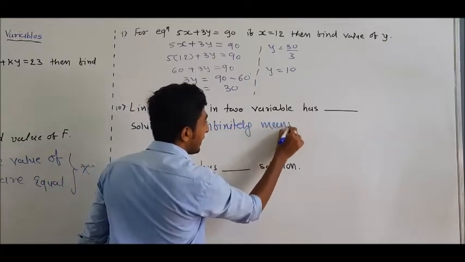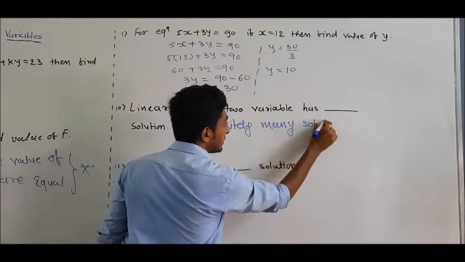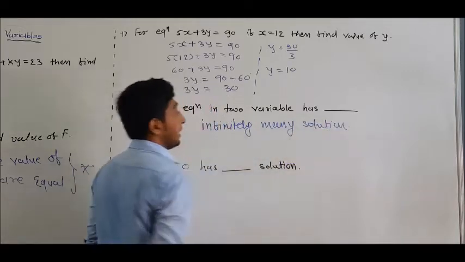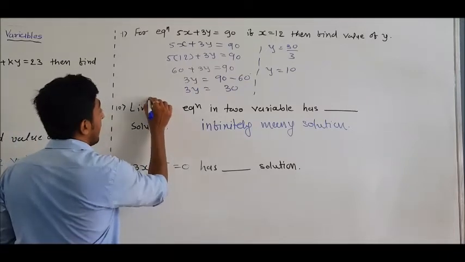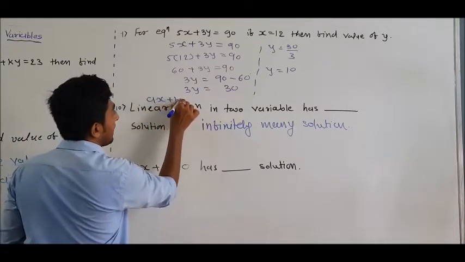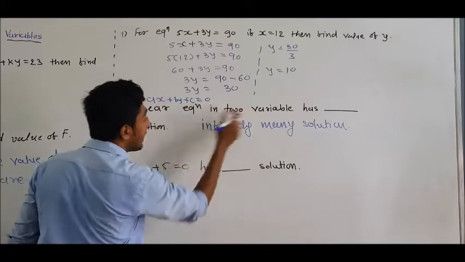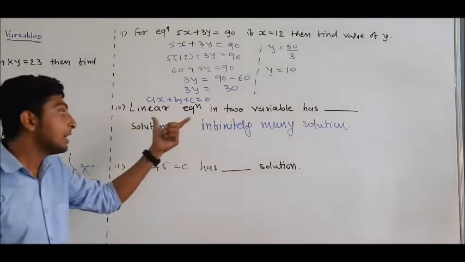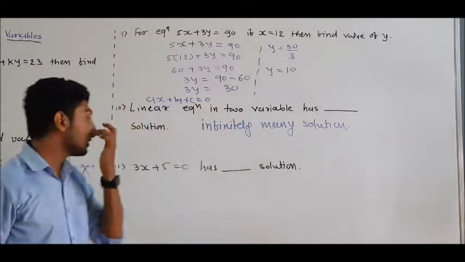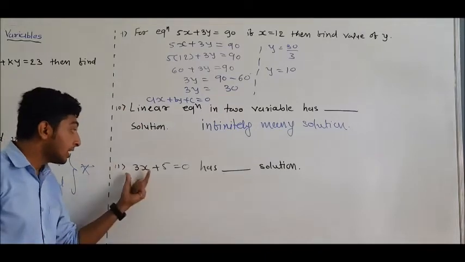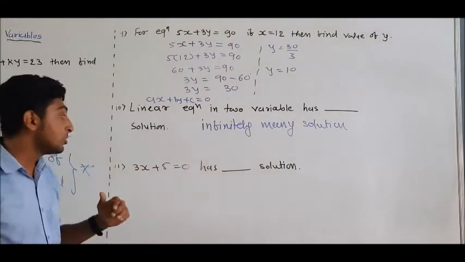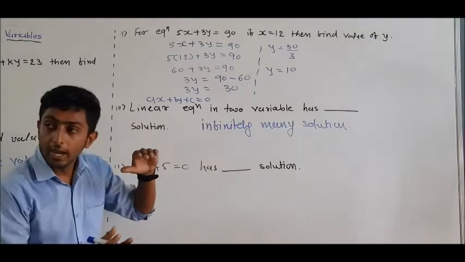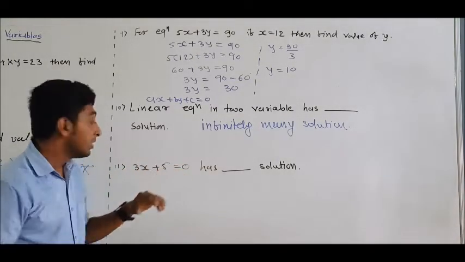Infinitely many solutions. On the other side, you can also say that ax plus by plus c equal to 0 has a blank solution. The answer will be the same, infinitely many solutions. Another example is 3x plus 5 equal to 0 has a blank solution. That means you have to write, also you can mention the answer.